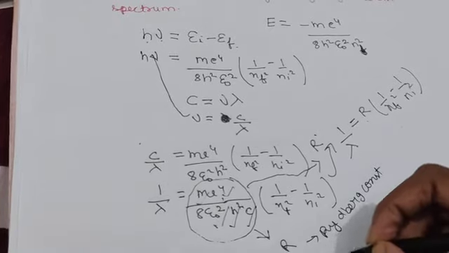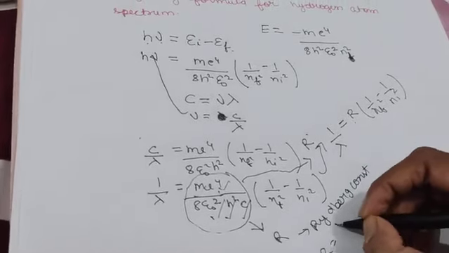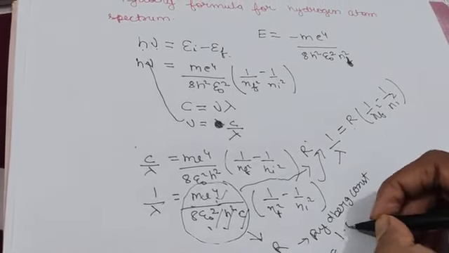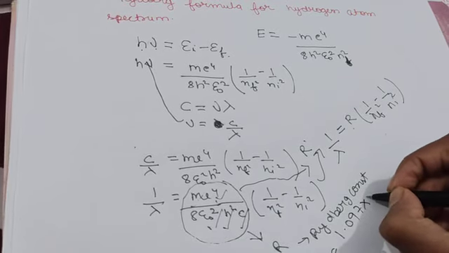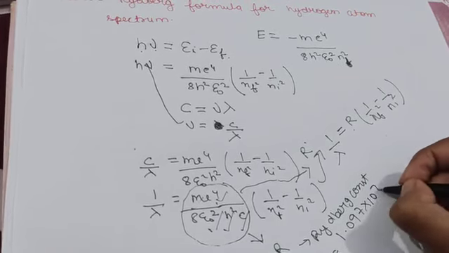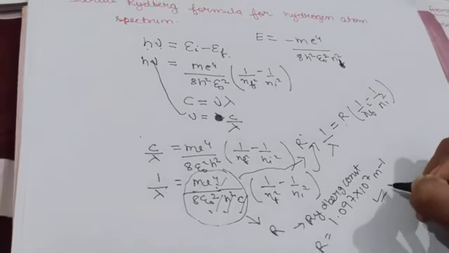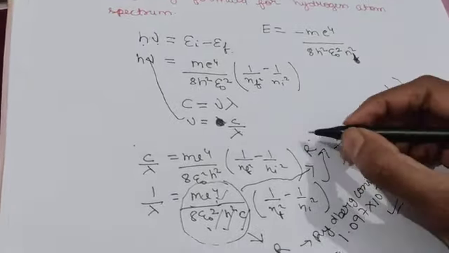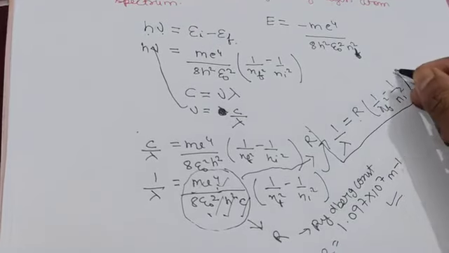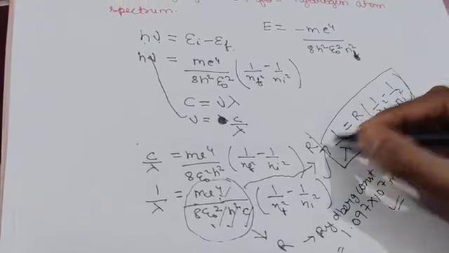R is equal to 1.07 times 10 to the power 7 per meter. This is the value of the Rydberg constant, and this is the formula we get. Thank you.